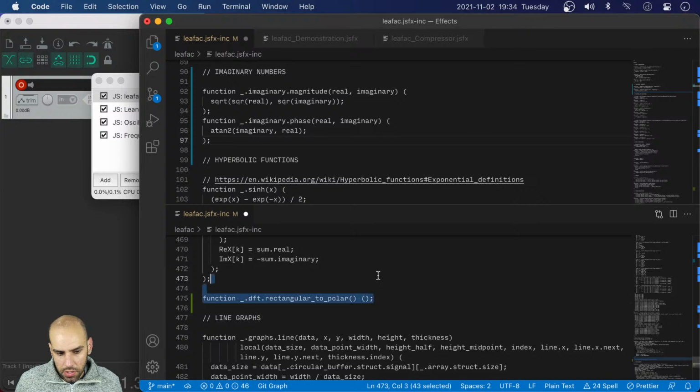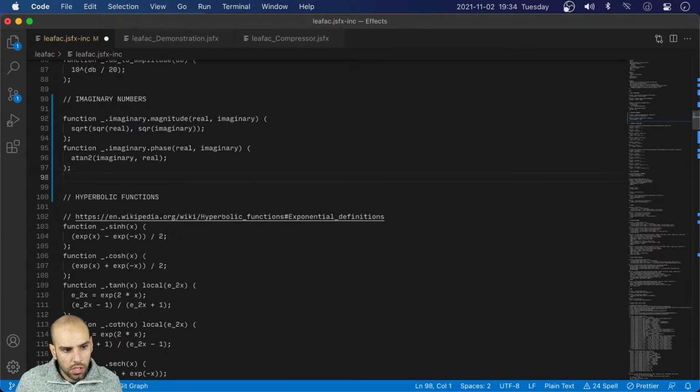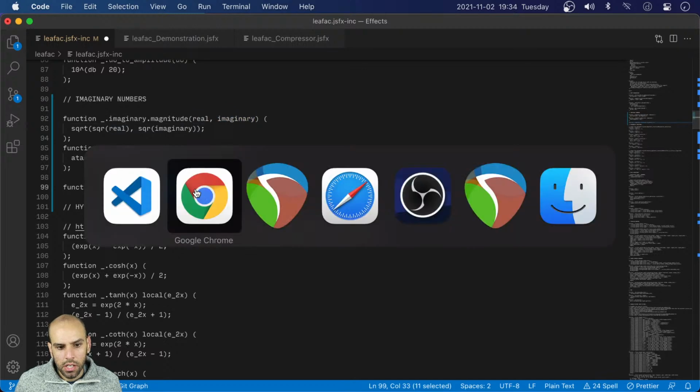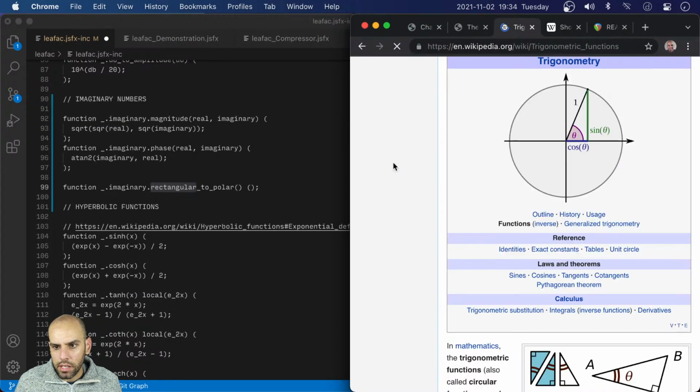Maybe it still makes more sense to have this loop over here with the imaginary number functions. I'll have a function called imaginary rectangular to polar. And in case you're wondering what this rectangular and polar is all about, if you have a real and imaginary number, that's called a rectangular representation. Coming back to that figure on Wikipedia.